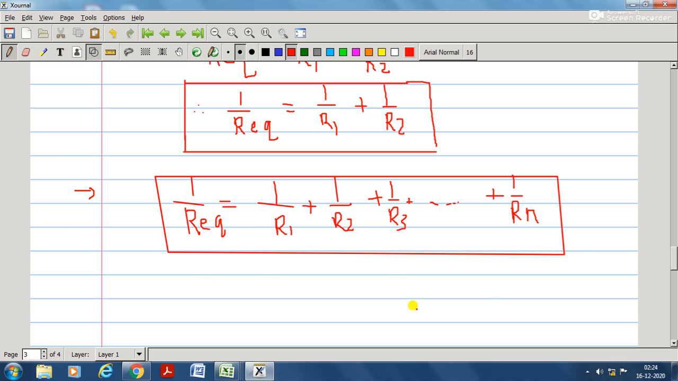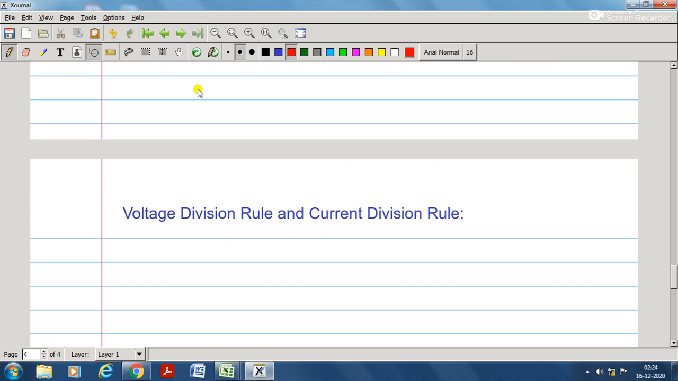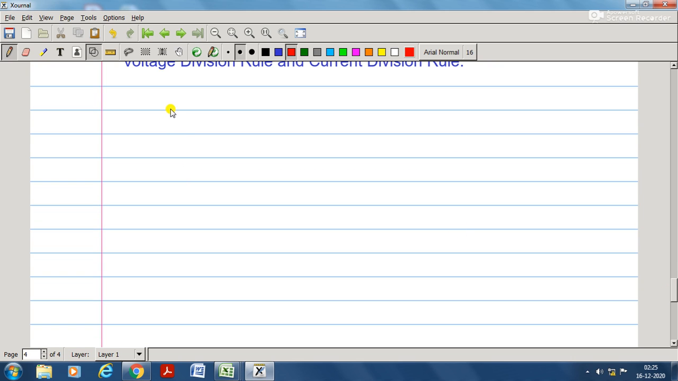Now let's move to the voltage division rule and current division rule. Let us first of all start with the voltage division rule. The voltage division rule is used in circuit analysis. It is applicable when two or more resistors or any elements are connected in series connection. So let's say we have two resistors here which are connected in a series connection.